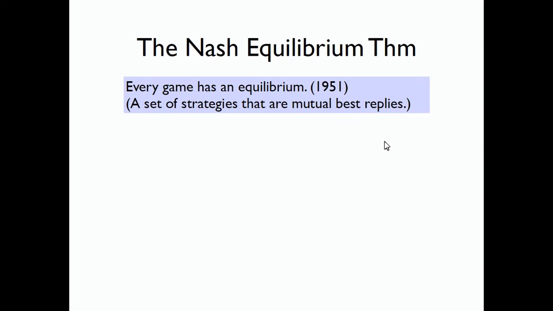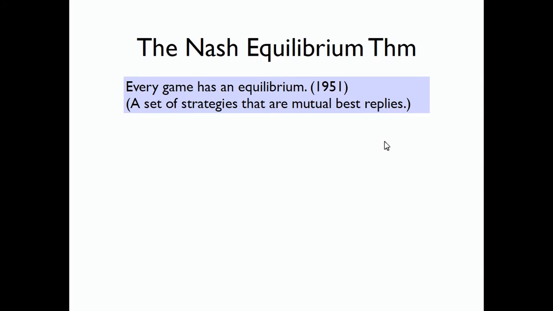So the idea of a set of strategies for mutual best replies is: if I'm playing an interaction with a bunch of people, if you guys show me what strategies you're playing, then I have a number of options, and it's a Nash equilibrium if the option that I choose is the best response to the set of strategies that you guys choose. And that's true for all the players at the same time. That's called an equilibrium.